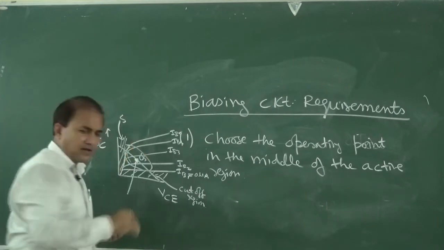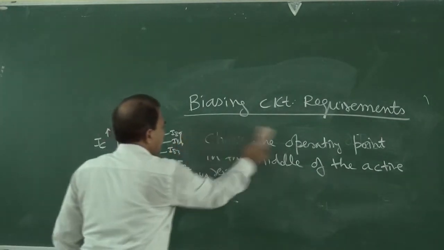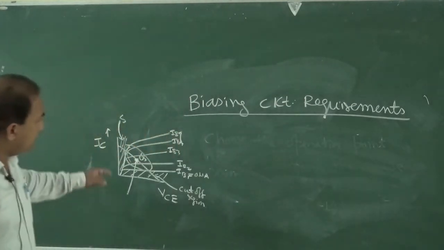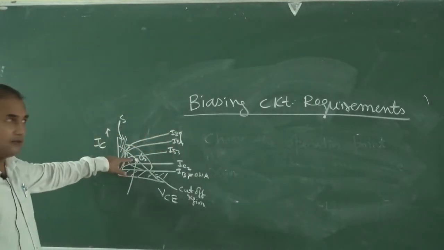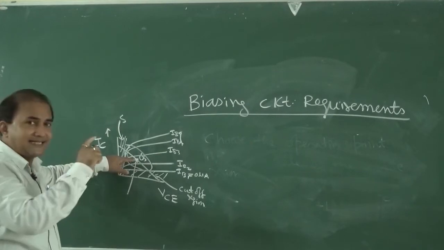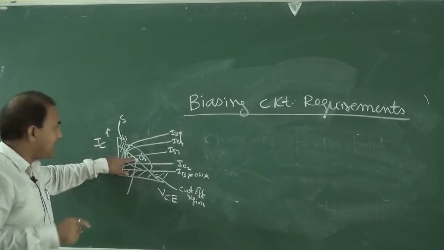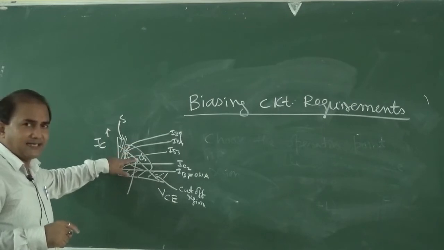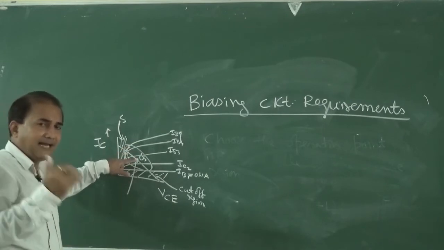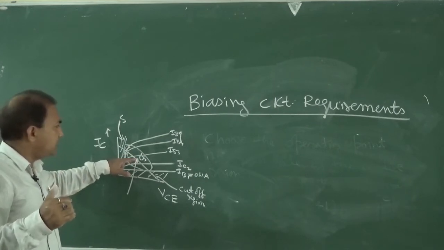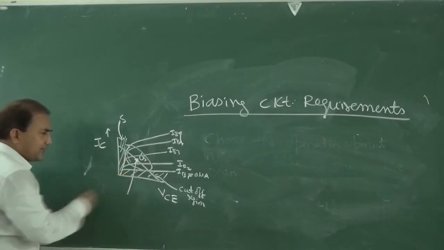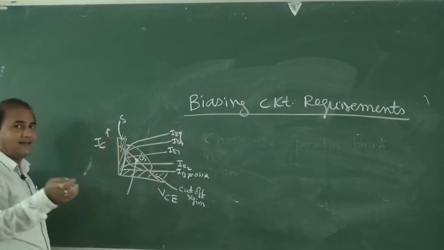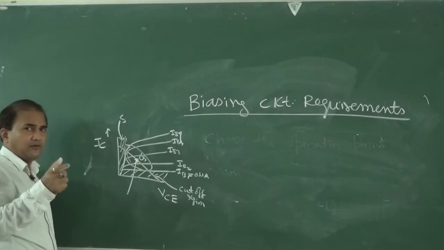Okay, so this is the first requirement: to fix the operating point by designing the biasing circuit in such a way that the operating point should lie in the middle of the active region, and after applying the input signal it should not go to the cutoff region, or to the saturation region, even at the extreme values of the input.